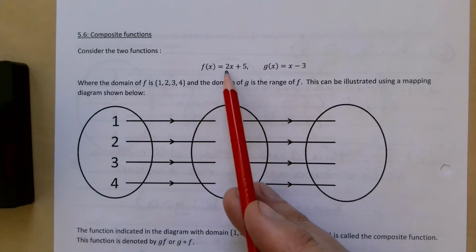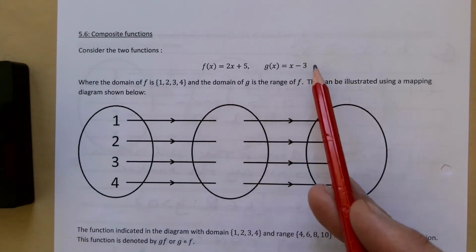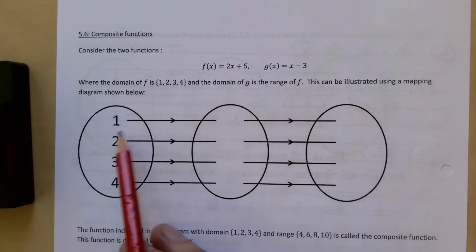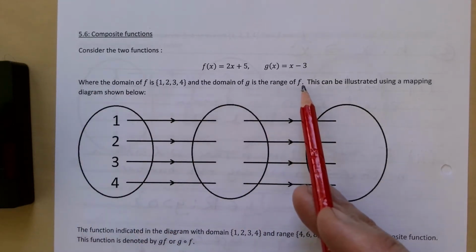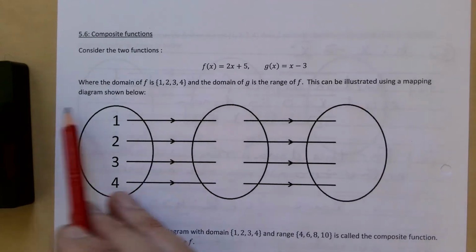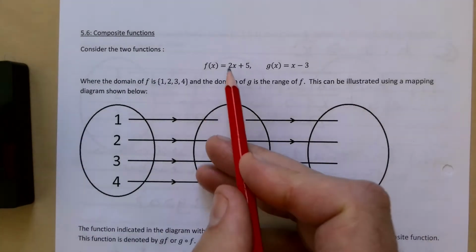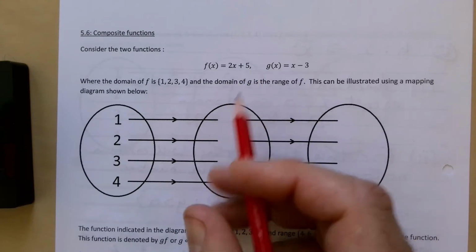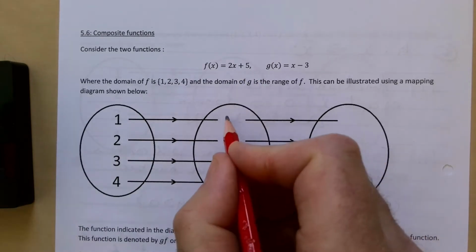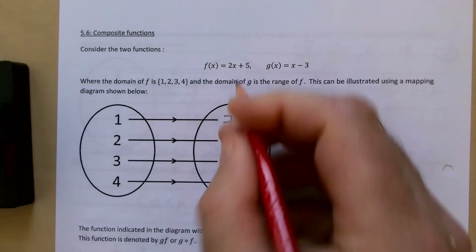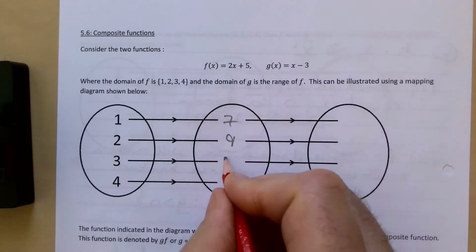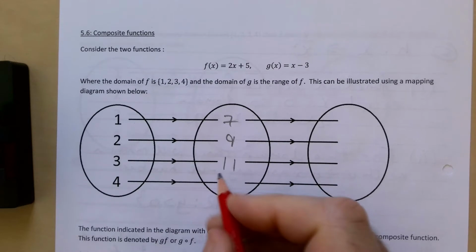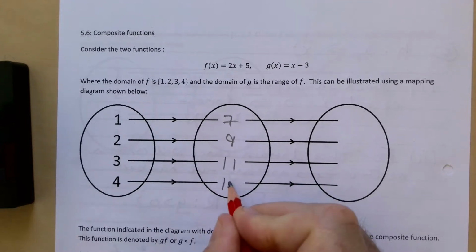f of x is 2x plus 5 and g of x is x minus 3, where the domain of f is 1, 2, 3, 4, and the domain of g is going to be the same as the range of f. This can be illustrated using a mapping diagram shown below. So if we sub in the number 1 into 2x plus 5, we're going to get 7. Sub the number 2 in, we're going to get 9. Sub the number 3 in, we're going to get 11. Sub the number 4 in, we're going to get 13.